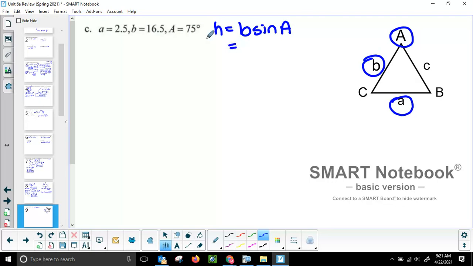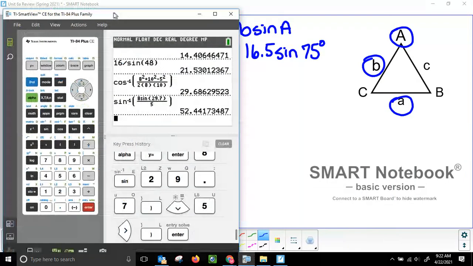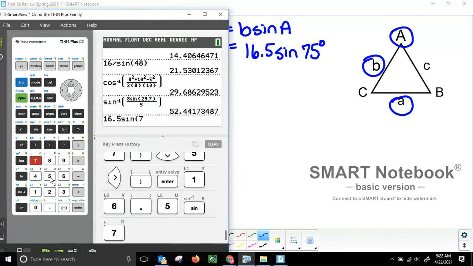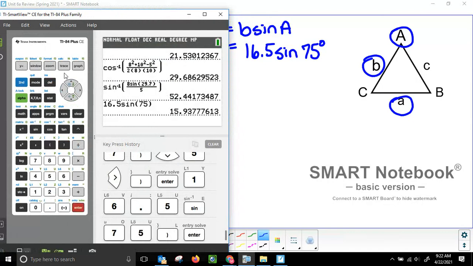So here we're going to say 16.5 times the sine of 75 degrees. We use our handy dandy calculator to figure this out. 16.5 times the sine of 75 degrees, and we get 15.938.